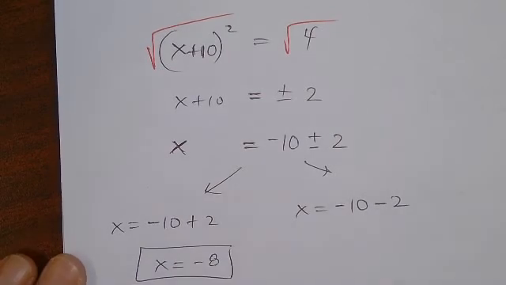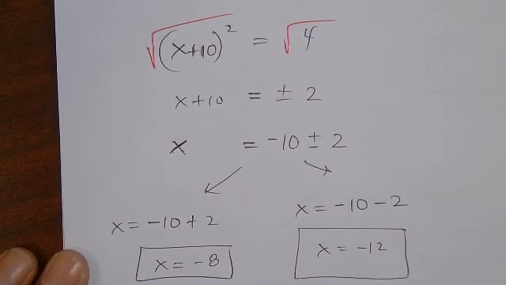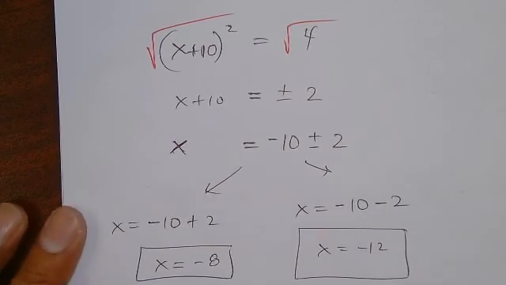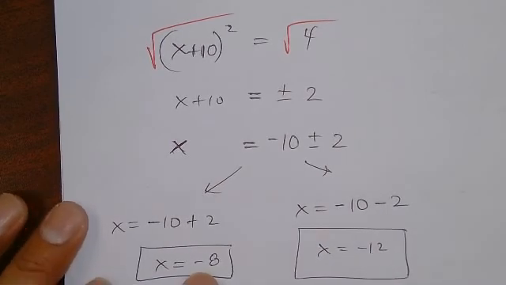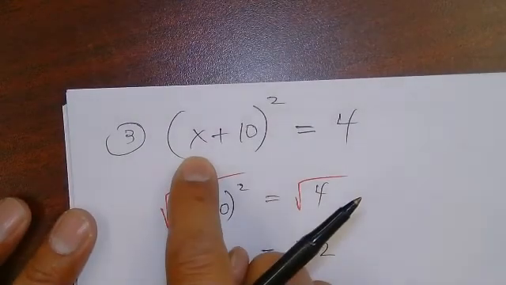I'm going to get 2 negative answers. I got one, negative 8. And the other one is negative 12. And you should be able to do what really quick? I mean, it takes you 2-3 seconds.